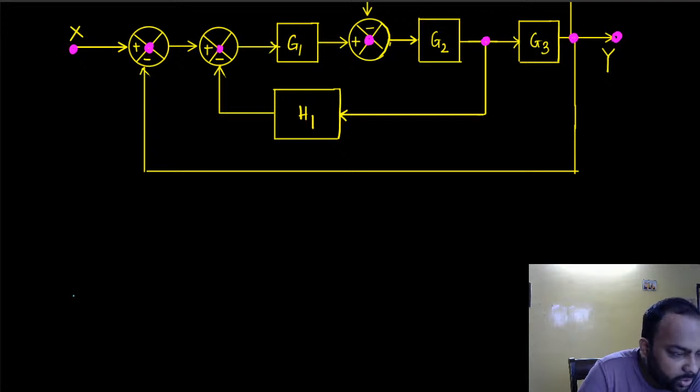All right, so let me use a different thing. Let me just draw the nodes once more. So here is one node, here is this one. I'm just replicating what we have on top there.